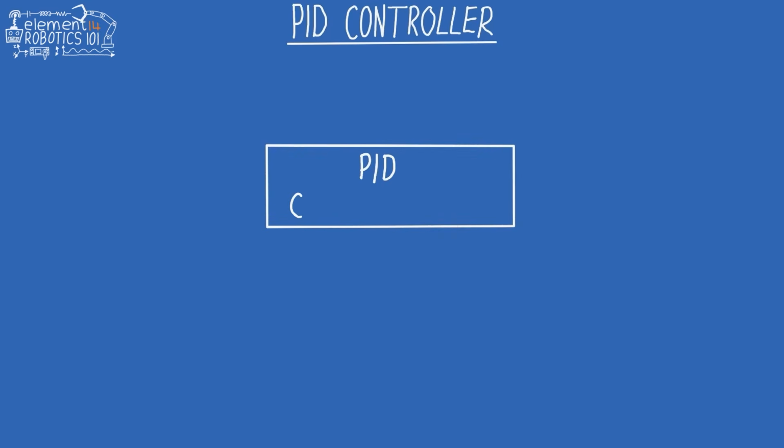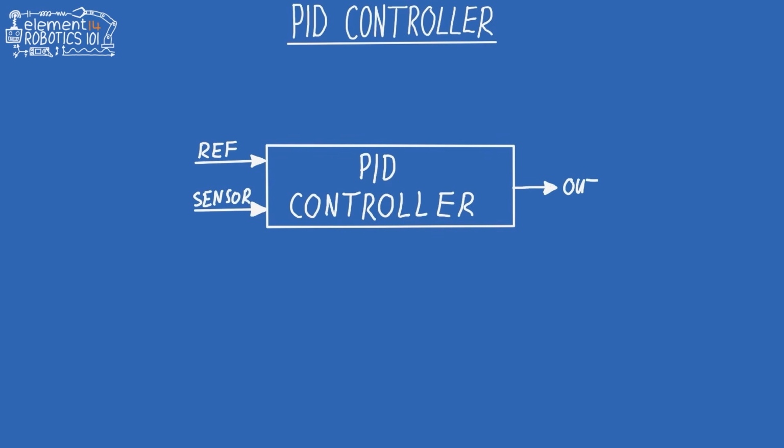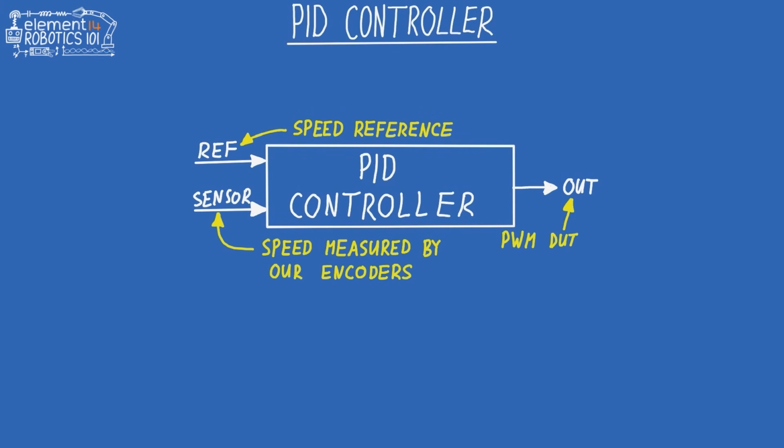Let's take a look at how a PID controller works. PID stands for Proportional Integral Derivative, and I'll get into the specifics of each one of those later. So let's first imagine the PID controller as a black box with some inputs and outputs. 2 inputs, so reference and a sensor, and just some kind of an output signal. In our case, we will give it a speed reference, the speed measured by our encoders, and a PWM duty cycle that will go to a motor drive.